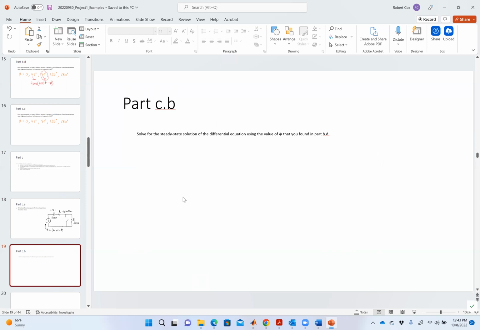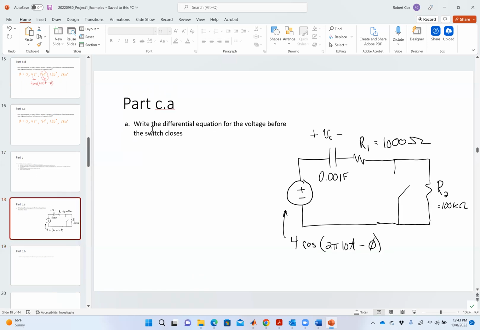So let's do that. Let's do part A. Write the differential equation before the switch closes. So this switch is still open. Now, I look at that and I say, okay, well, before the switch closes, I look at this.